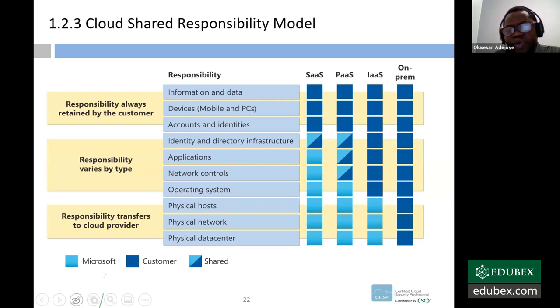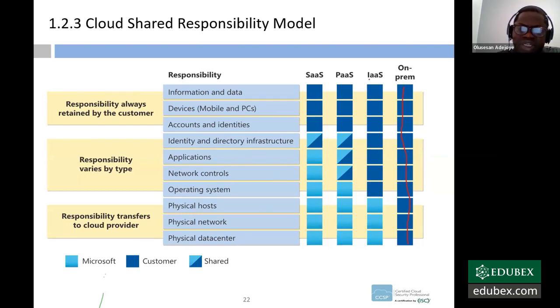Example, if you look at on-prem, where we're coming from, the conventional on-prem, we are responsible for everything. We are responsible for the information and data. We are responsible for all the devices connected, the identities, the login, applications that we deploy within our own premises, how we protect them, the network control, the operating systems, the patching and upgrading of the operating system, all the physical hosts, the physical network and the physical data center. It's our responsibility as an enterprise to protect that.